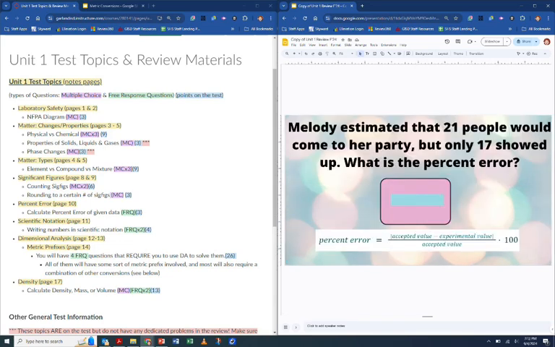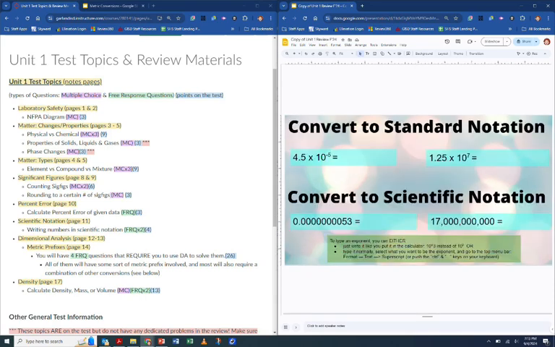Remember, you're going to be given that equation on your formula sheet, so I gave it to you here. You just have to be able to figure out what's your accepted and experimental. Look back at page 10 if you're having issues with that. We've got notes on that.